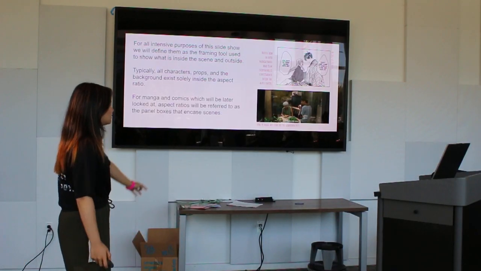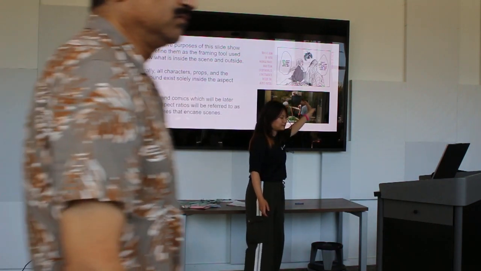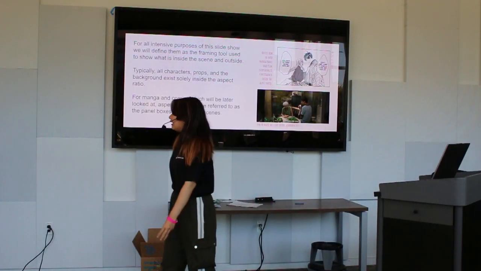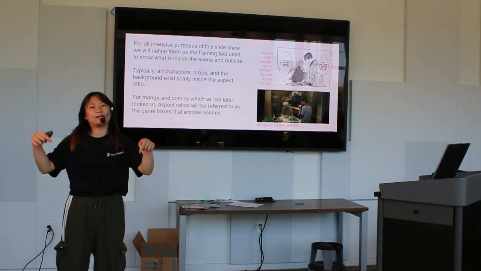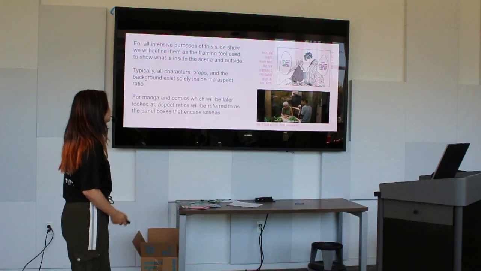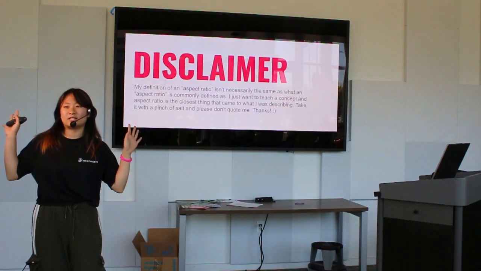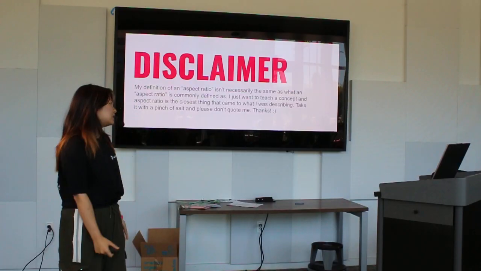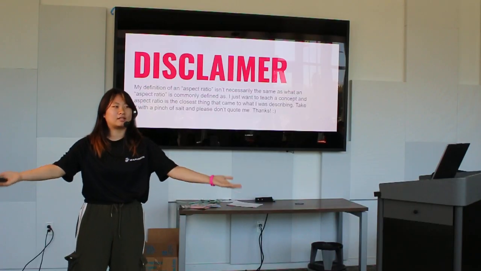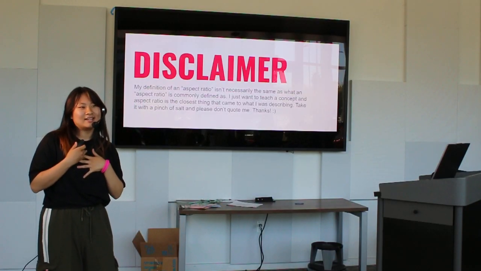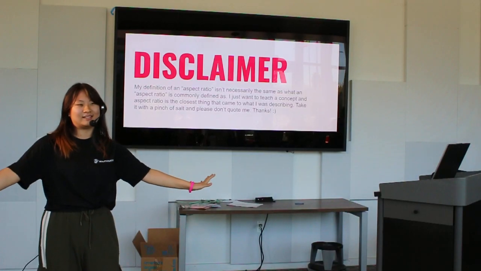And typically, as you can see in both these examples, all characters and things will live inside of it, backgrounds. And I also want to refer to manga, so we're just going to define that as the boxes, the black lines that create the boxes of the panels. But disclaimer, this isn't the actual definition of an aspect ratio, as you can see from earlier. This is just the closest word I could find to the concept I wanted to teach you guys. So take everything I say with a grain of salt, and don't quote me on any of it. Thanks!